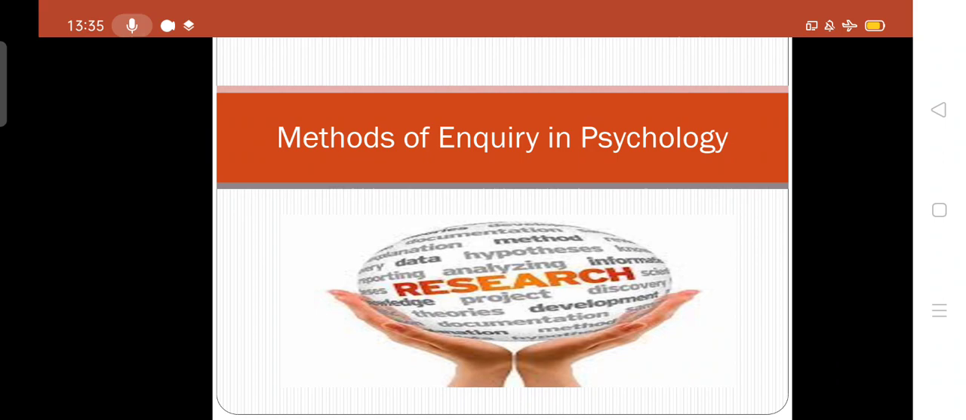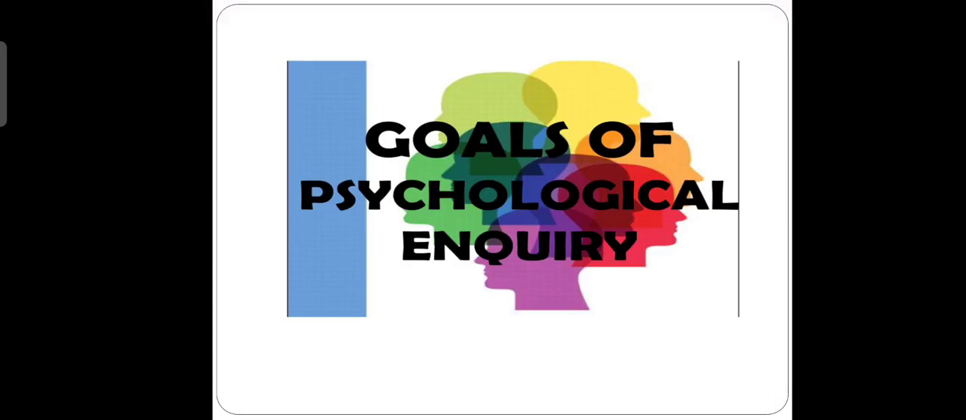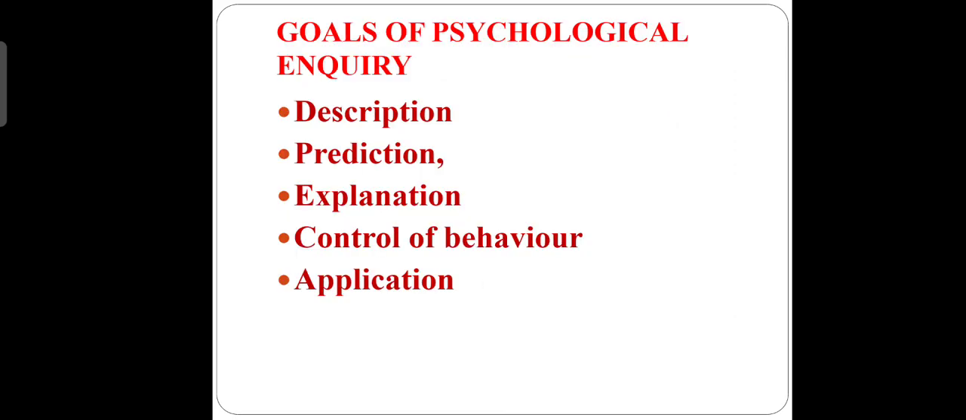Now today's topics are goals of psychological inquiry, steps in conducting scientific research, and various kinds of data. First, goals or aims of psychological inquiry. What are the goals of psychological research? You already know psychology is a science. Like any scientific research, psychological inquiry has various goals or aims: description, prediction, explanation, control, and application.